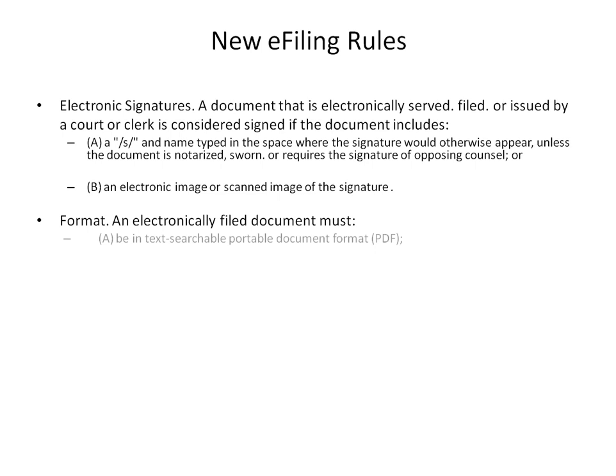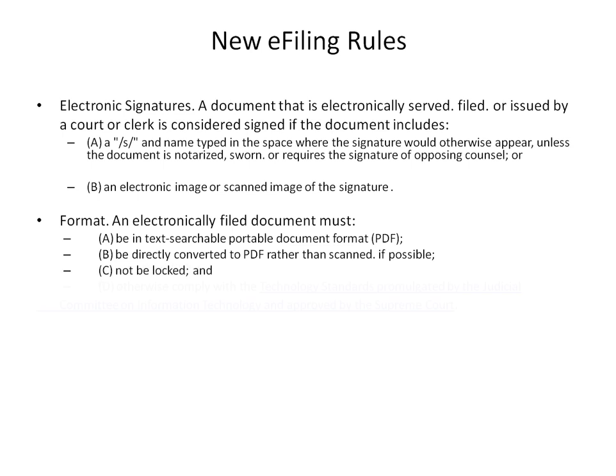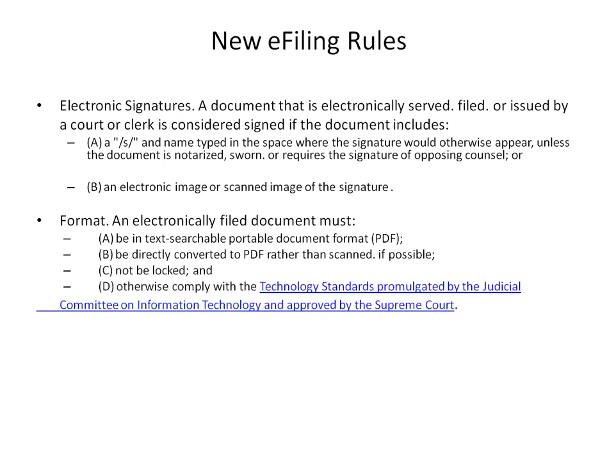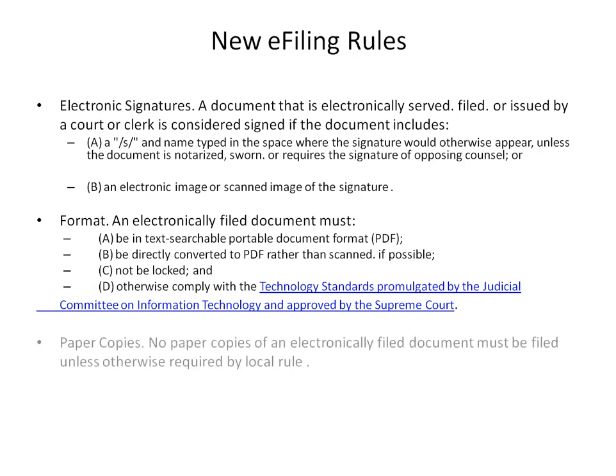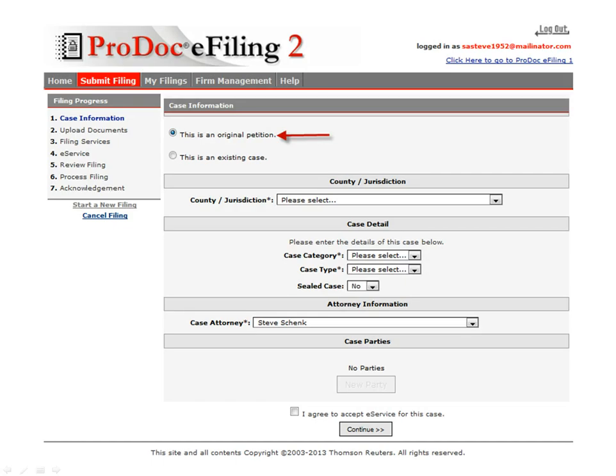Electronic documents need to be text searchable PDFs. They should be directly converted to PDF rather than being scanned. They cannot be locked, and they should otherwise follow the technology standards set up by the JCIT. One of those standards includes combining your lead document attachments into a single PDF file and then bookmarking each section within that file. You're not supposed to file paper copies wherever you've electronically filed a document.